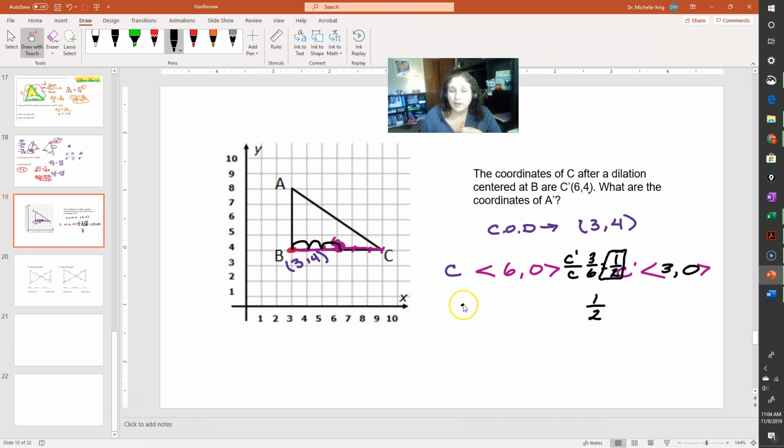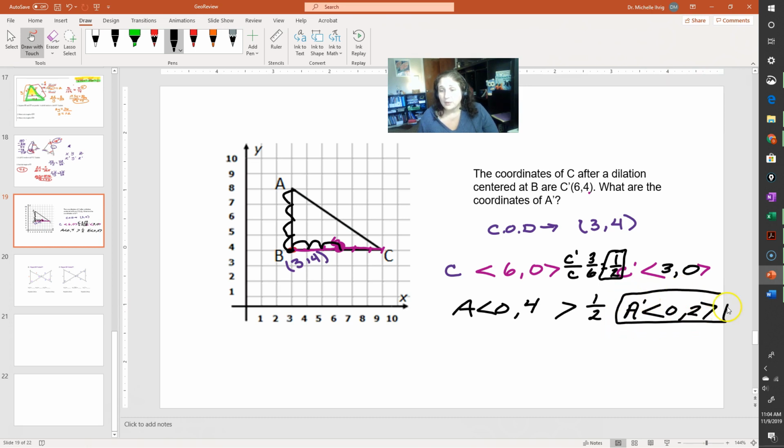Now we're finding, okay, what's the vector for A? Well, if I'm starting at B, my vector for A is I don't go left or right at all, so 0, and then I go up 4. In order for me to get A prime, I have to multiply 0 by 1/2, which is 0, and 4 by 1/2, which is 2.